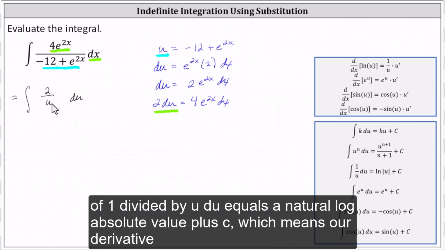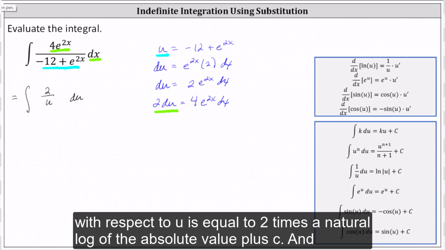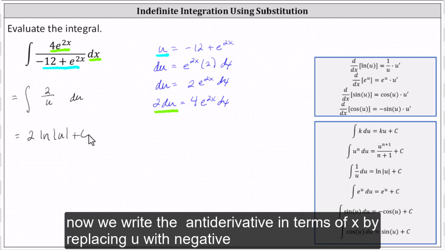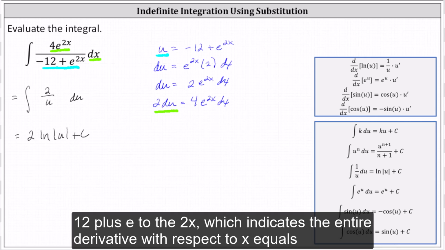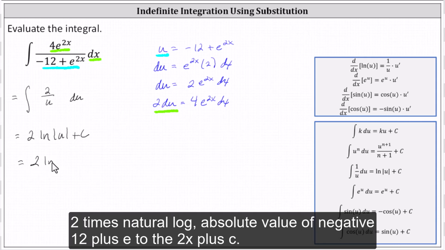Recall the integral of 1 divided by u du equals the natural log of the absolute value of u plus c, which means our antiderivative with respect to u is equal to 2 times the natural log of the absolute value of u plus c. And now we write the antiderivative in terms of x by replacing u with negative 12 plus e to the 2x, which indicates the antiderivative with respect to x equals 2 times the natural log of the absolute value of negative 12 plus e to the 2x plus c.